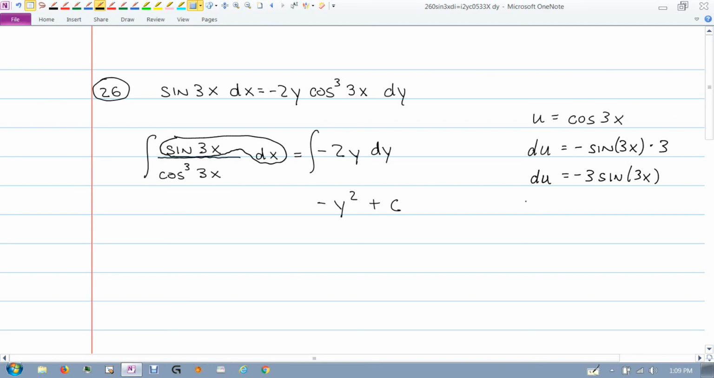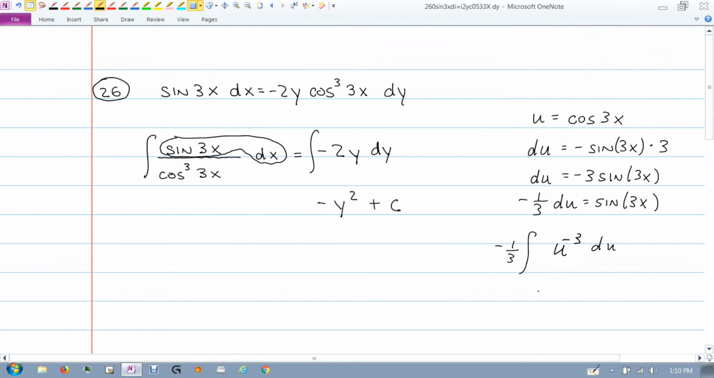So what I'm going to do is just scale this, multiply by negative 1/3, like that, and then I rewrite the integral. I'm going to have 1 over u cubed, and then I have that negative 1/3 du, like that. And then the inside there is really u to the negative 3.